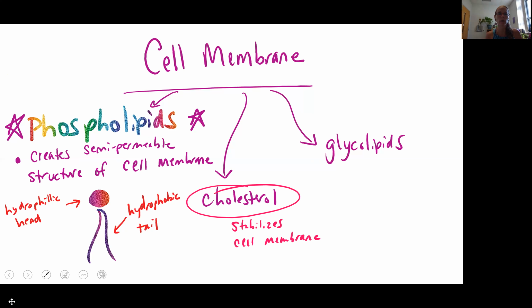Glycolipids are going to be part of what we're going to call our glycocalyx, or you can call it the extracellular membrane. It's going to be both carbohydrate and lipid components. They're going to help to anchor cells to other cells as tissues, and also be important in helping to get things binding to that cell membrane. So we're going to be talking about those again more in the future.